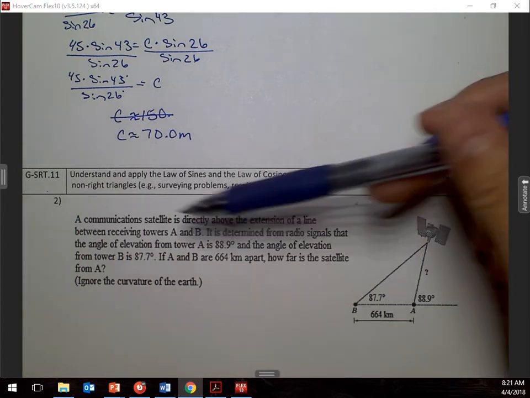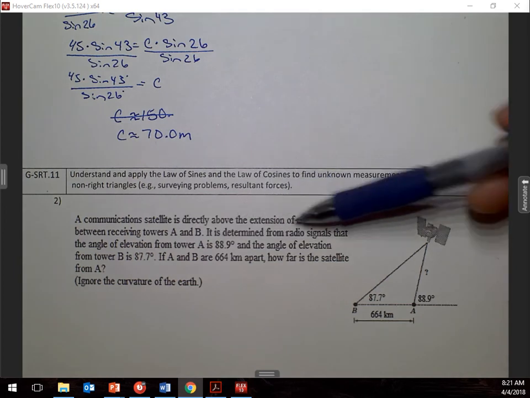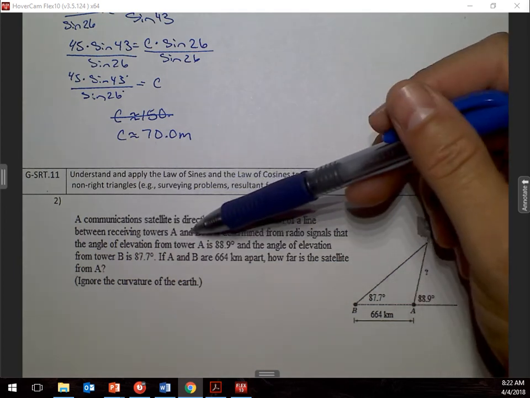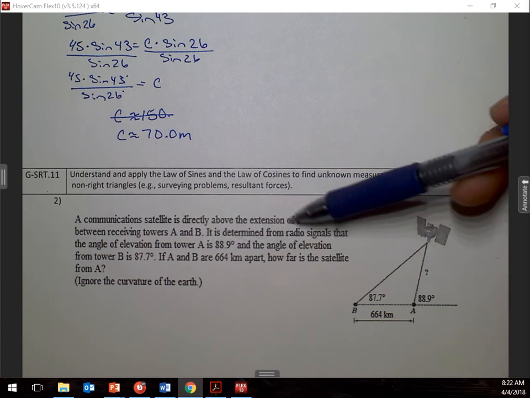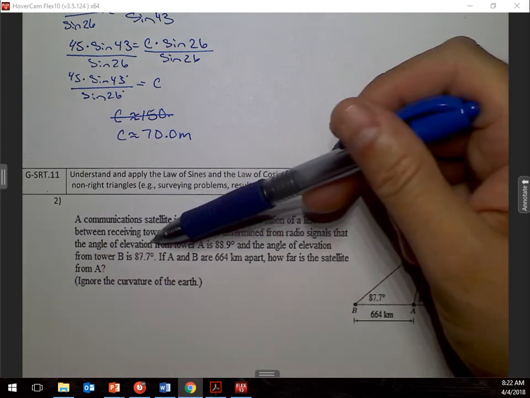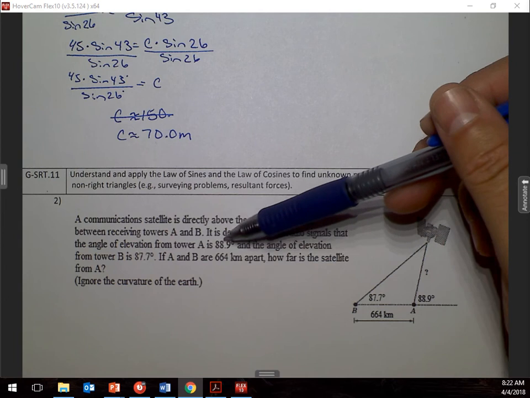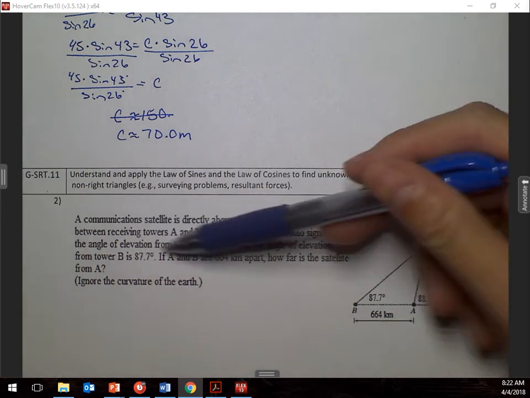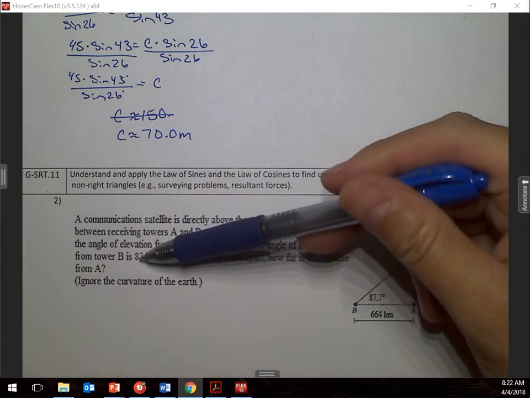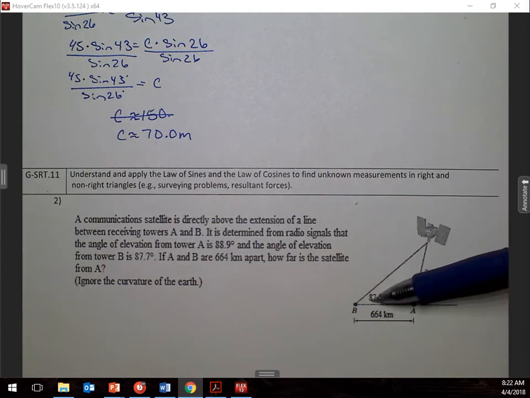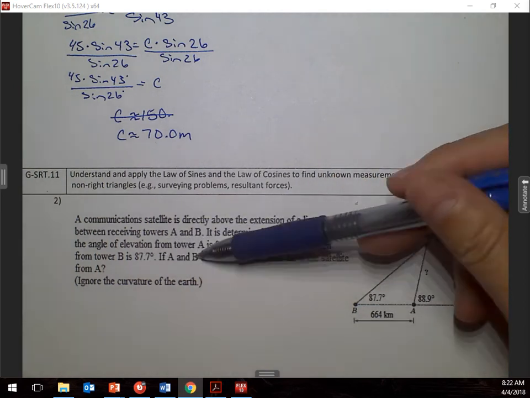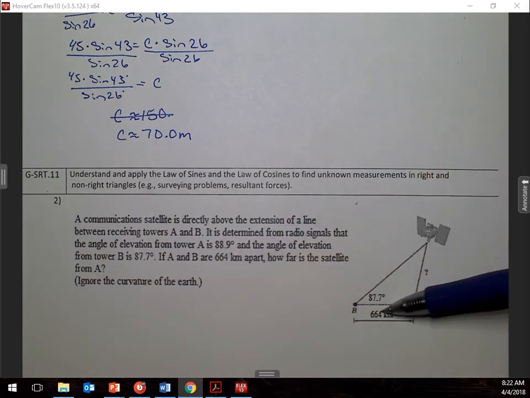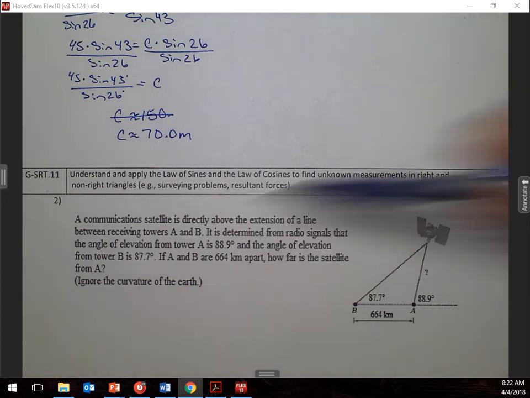Okay, now, a communication satellite is directly above the extension of a line between receiving towers A and B. It is determined from radio signals that the angle of elevation of tower A is 88.9 degrees and the angle of elevation of tower B is 87.7 degrees. If A and B are 664 kilometers apart, how far is the satellite from A?